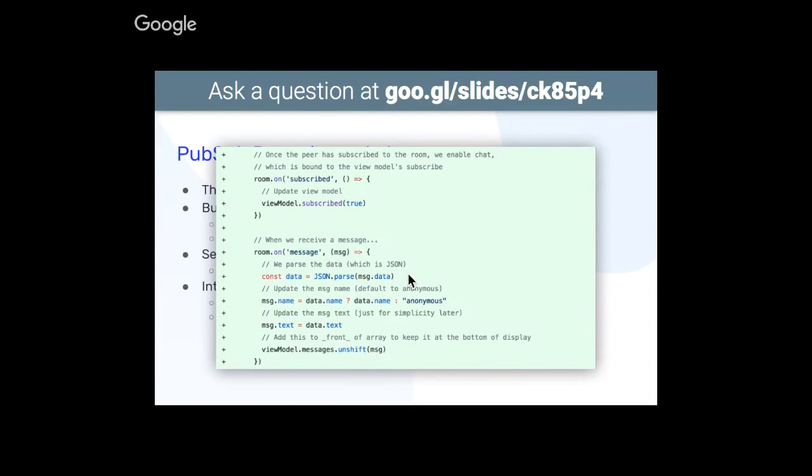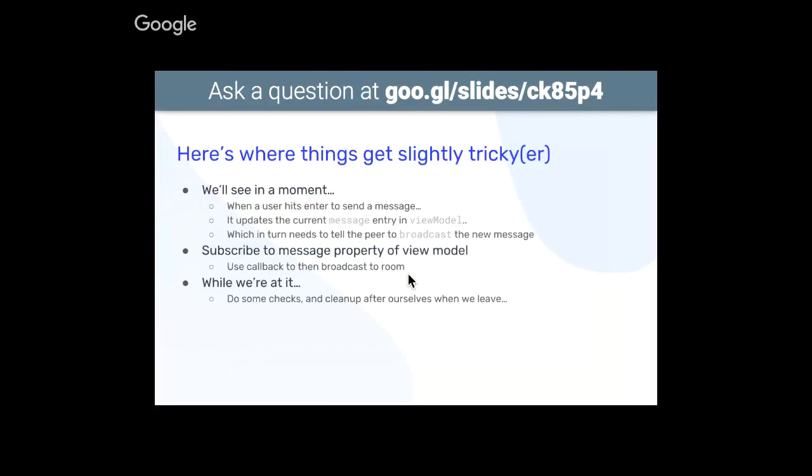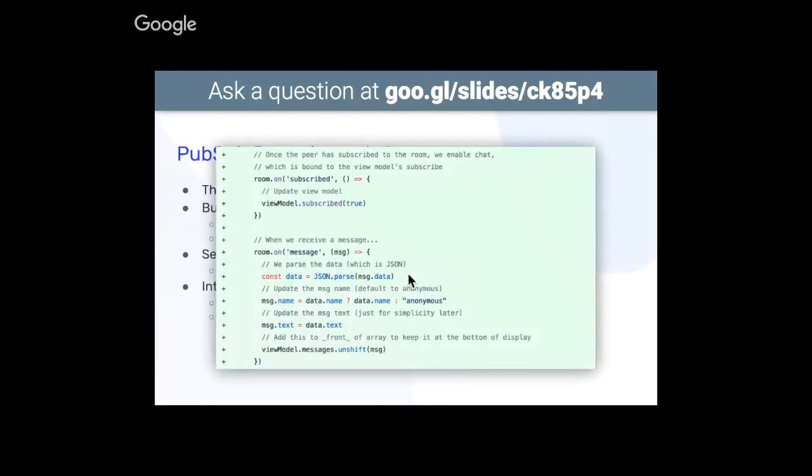All right, and you'll see what that looks like in a second. So very simple, right? When we get a message, you just parse it, tweak the structure a little bit, and then add it to our view model. Easy peasy. And while we're at it, you can do some checks and things like that.